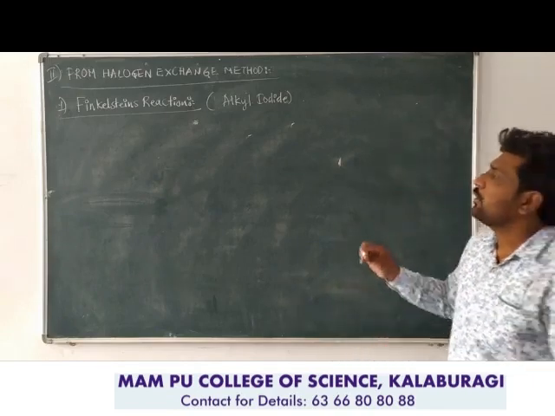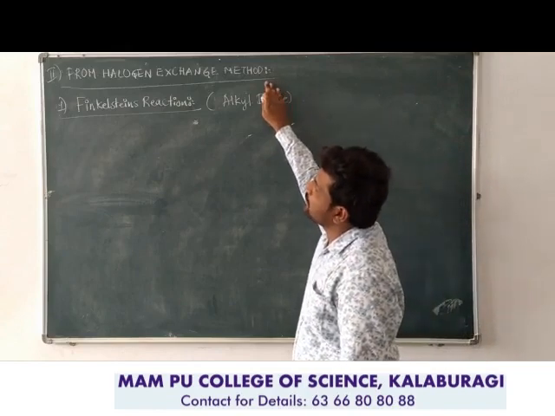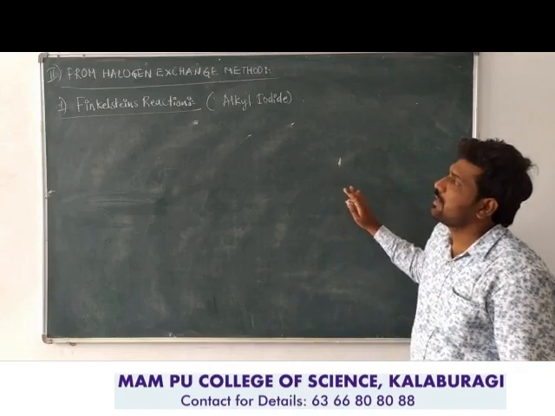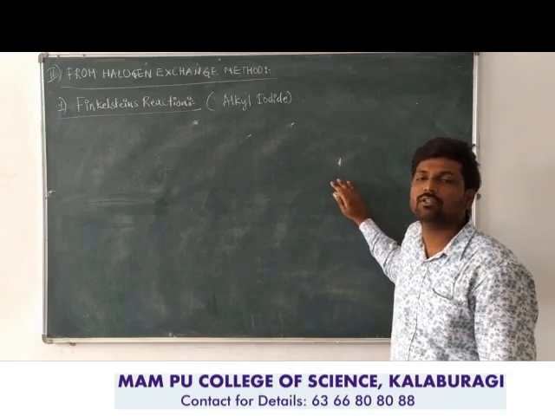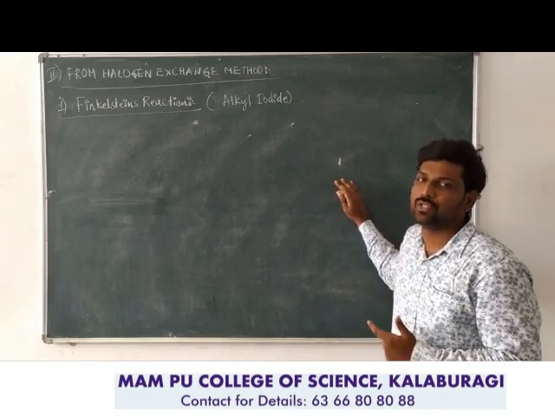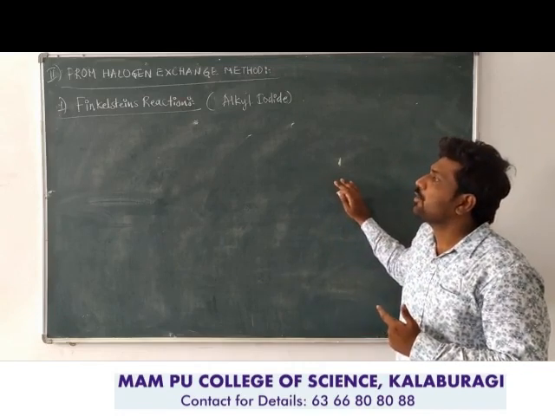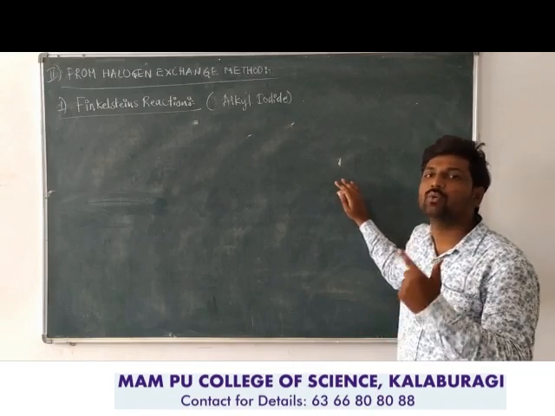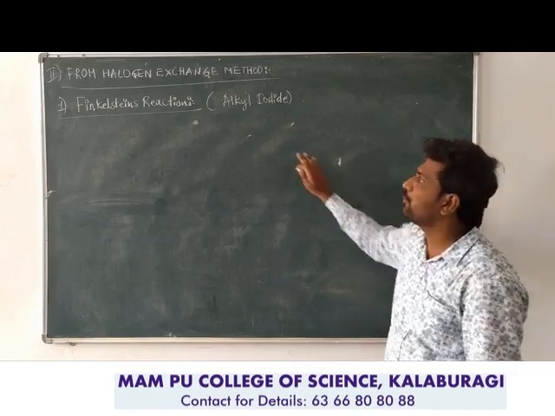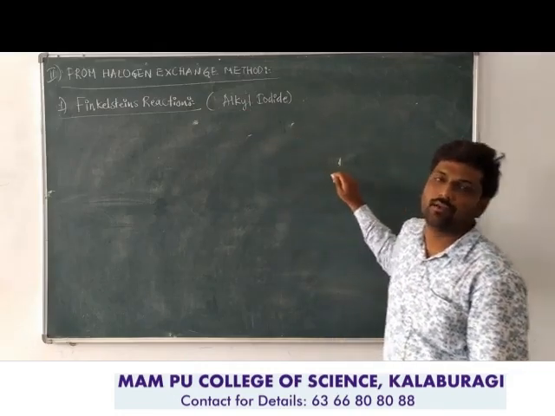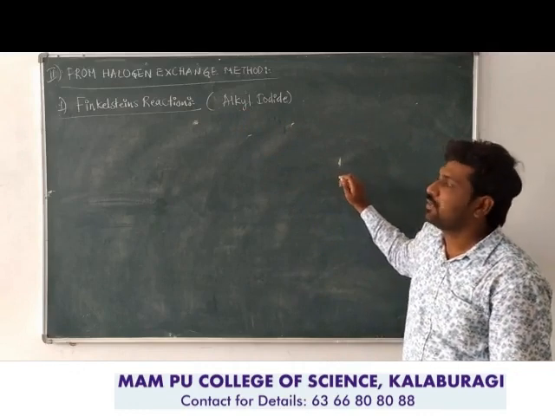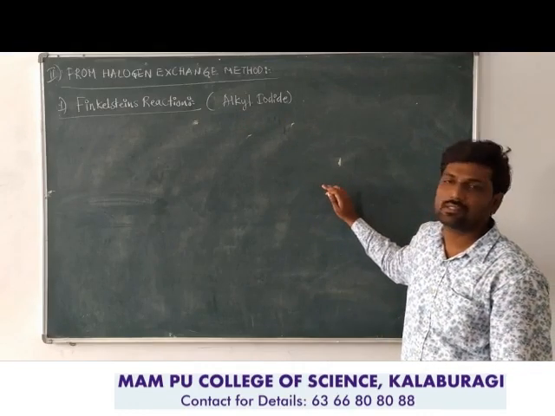In today's class we are going to discuss the second class, that is the halogen exchange method. The name itself suggests that halogen has to be exchanged with some other reagent, so both reagents must contain halogens. Here we have two named reactions. The first one is Finkelstein's reaction, meant only for the preparation of alkyl iodides, and the second one is Swarts reaction, which is meant for the preparation of alkyl fluoride. So let us go with number one, Finkelstein's reaction.